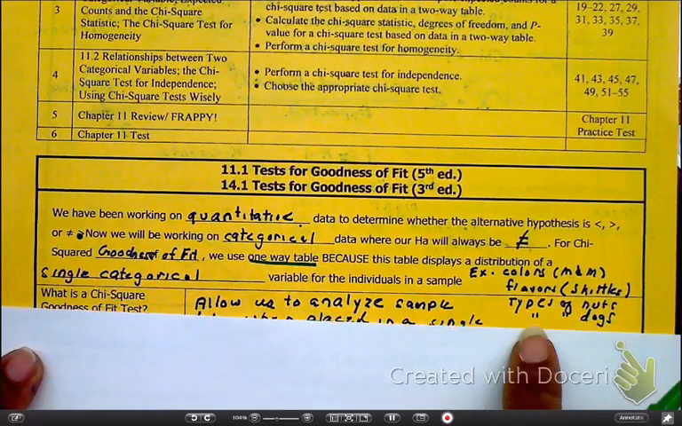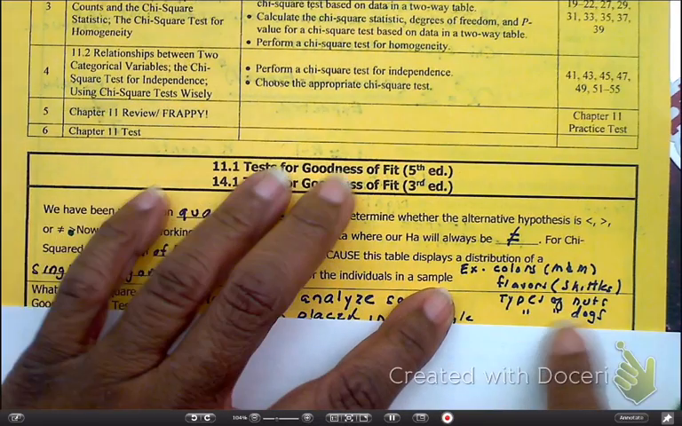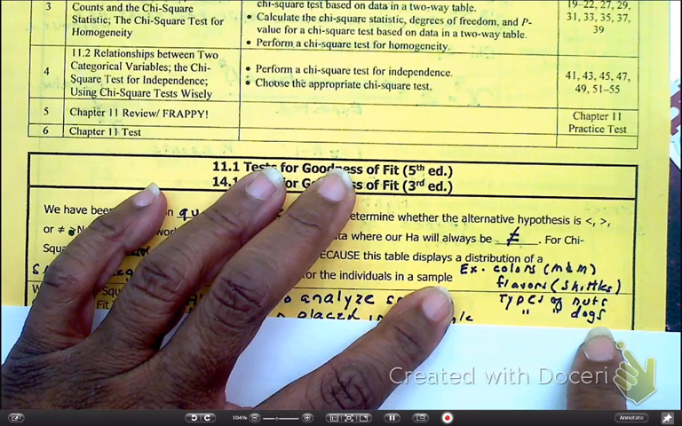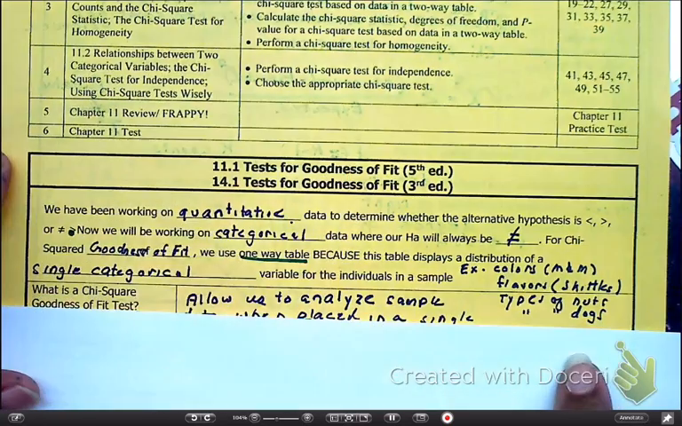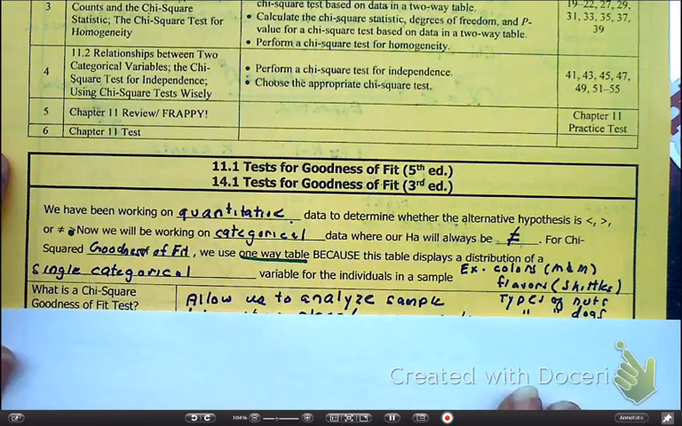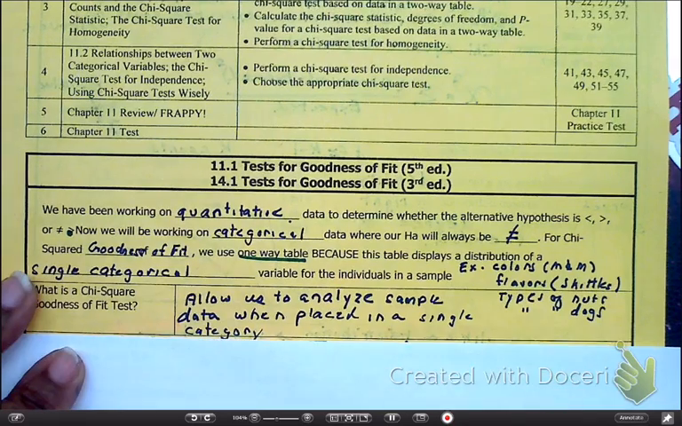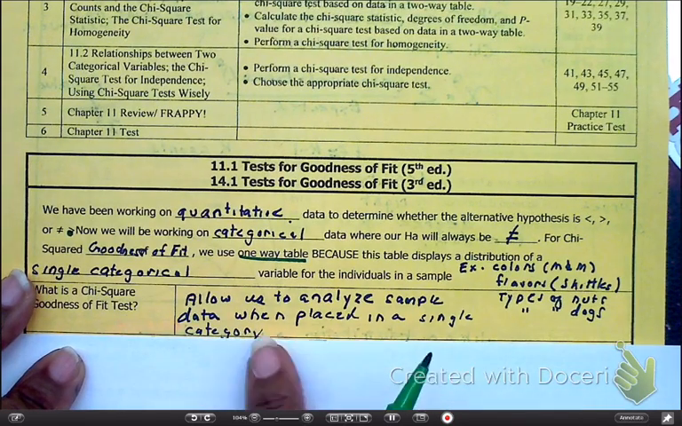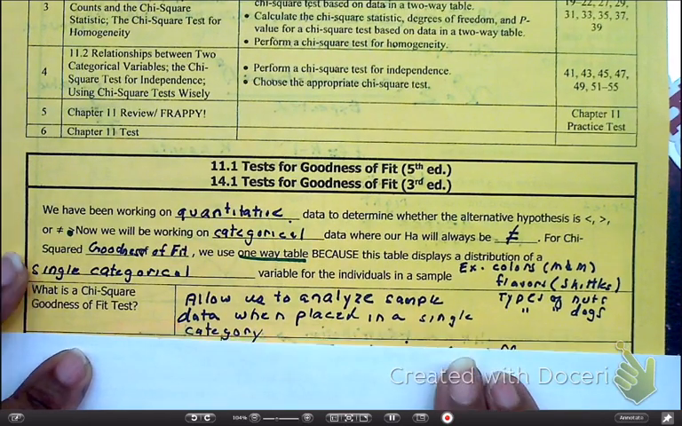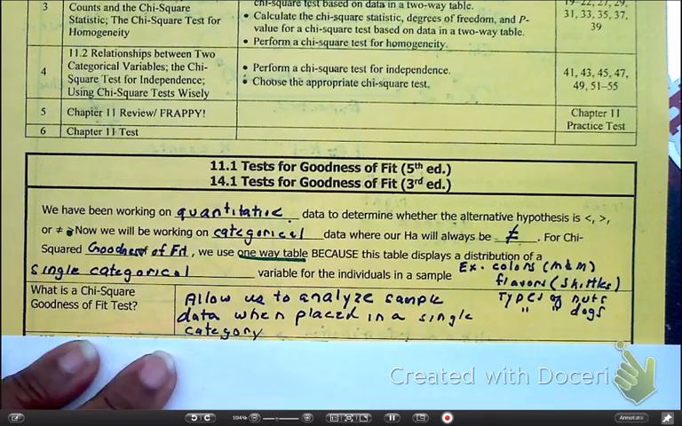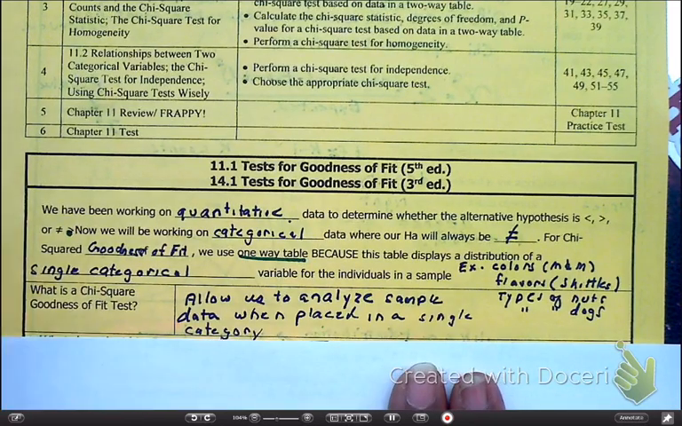Here we have one category of animal: types of dogs. Okay, that's one category. Types of nuts, types of cats. So that is an example of categorical. So what is chi-squared goodness of fit? It allows us to analyze the sample data when placed in a single category. And what that looks like, let me show you.